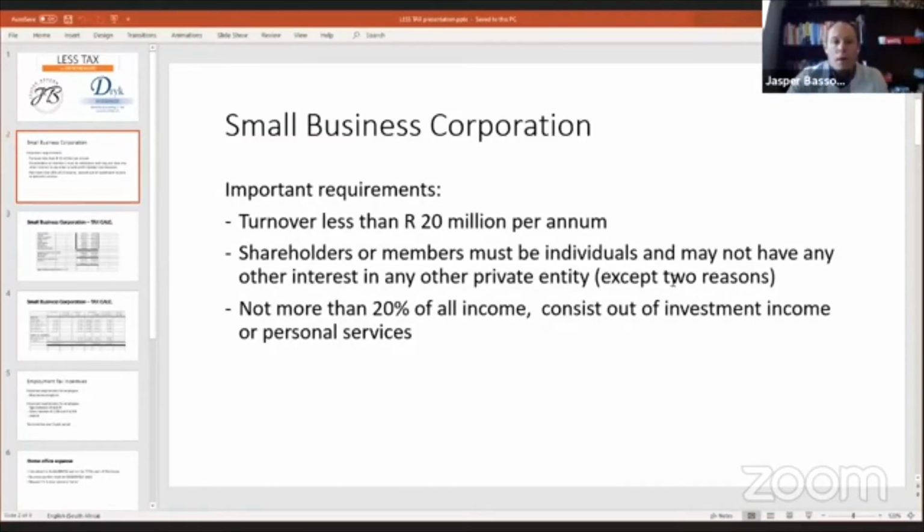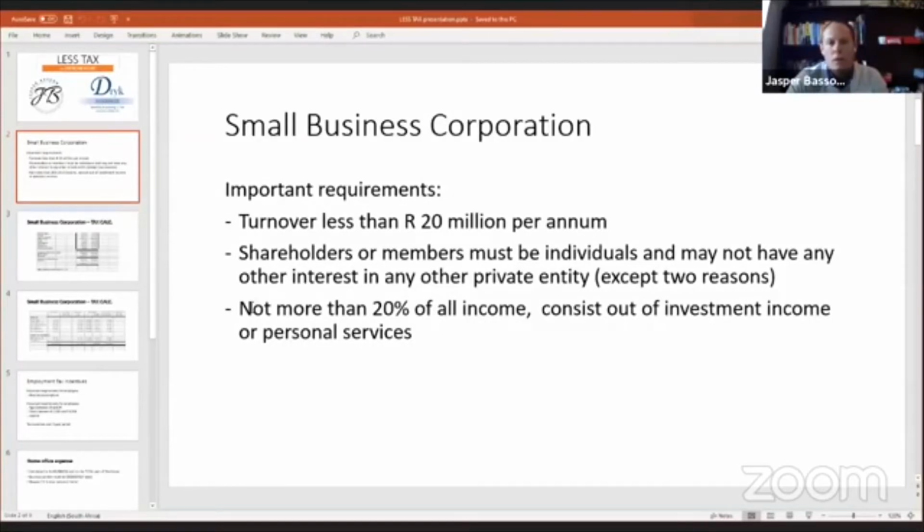There are only two exceptions to this rule. If you are a director, shareholder or member of another company, and that company is actually dormant with assets less than 5,000 rand, then the company can still be classified as a small business corporation. And also, if you have a company that's currently in the process of deregistration or winding down, like a liquidation, then you can also still be a small business corporation. So I think those are the two very important points.